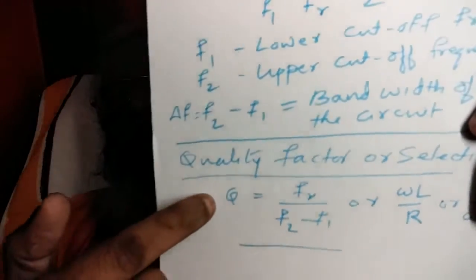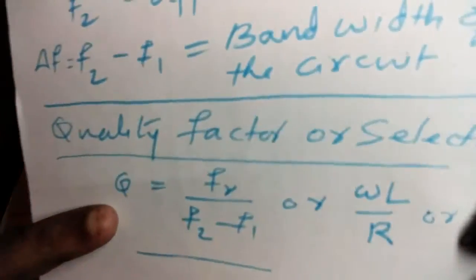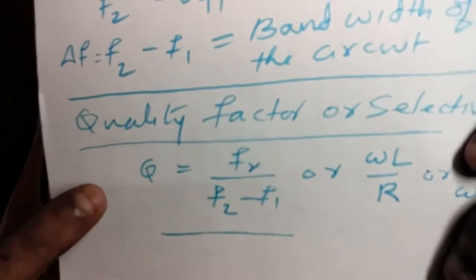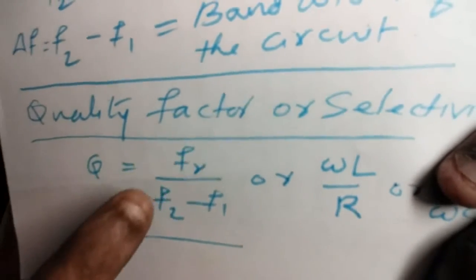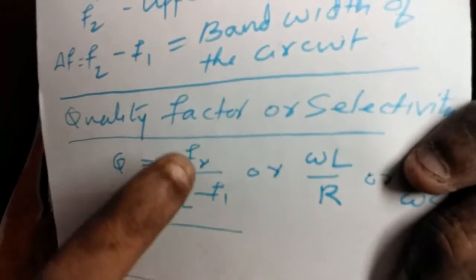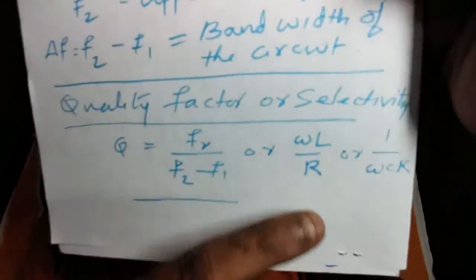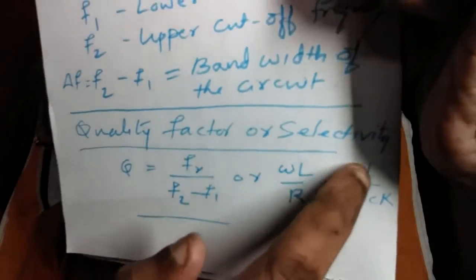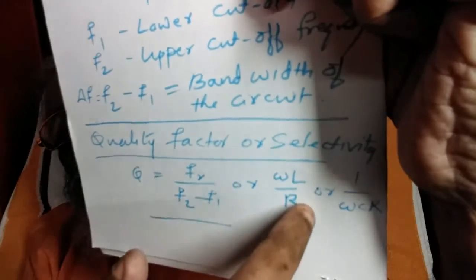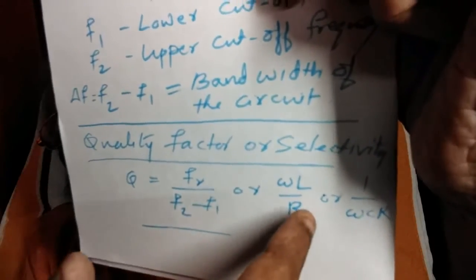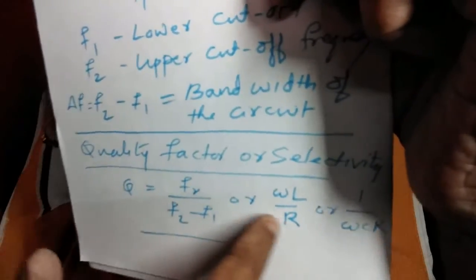Now there is another quantity associated with the resonance circuit that is called the quality factor, Q. Q is defined as FR, resonant frequency, by bandwidth, FR by F2 minus F1. It can be shown to be equal to omega L by R or 1 by omega C R. This is nothing but the magnification factor. So quality factor and magnification factor have the same formula.